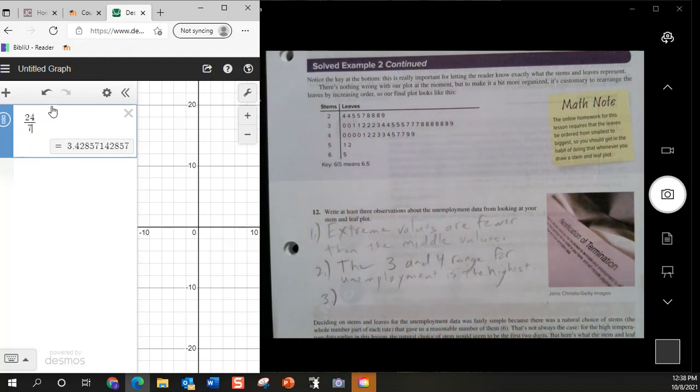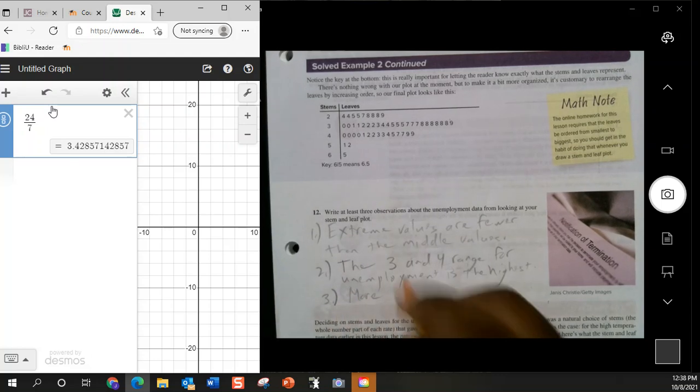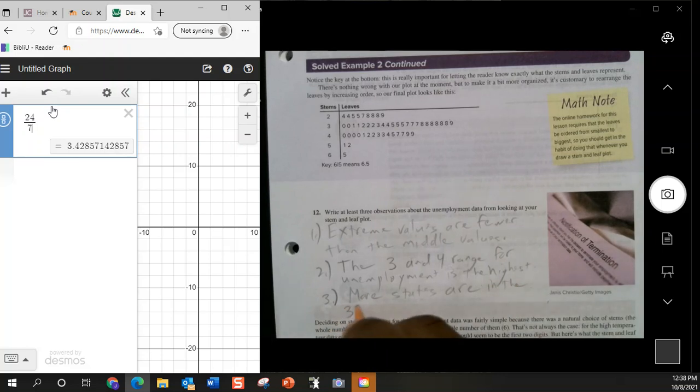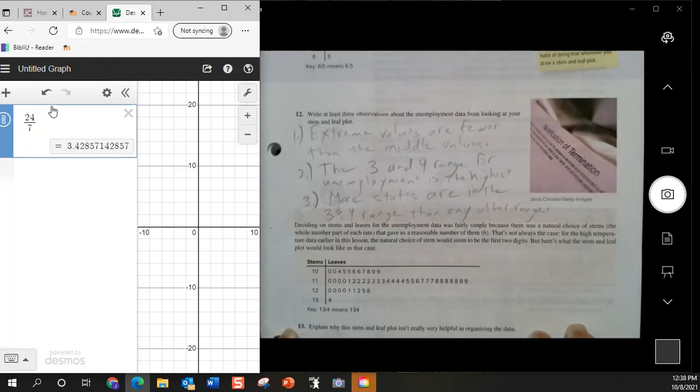I'm talking about frequency because we know 6 is higher than 3 and 4, but as far as the frequency, there is more of 3 and 4 than there is of 6. And then they said the third observation, well, we could say more states are in the 3 and 4 range than any other range or frequency.